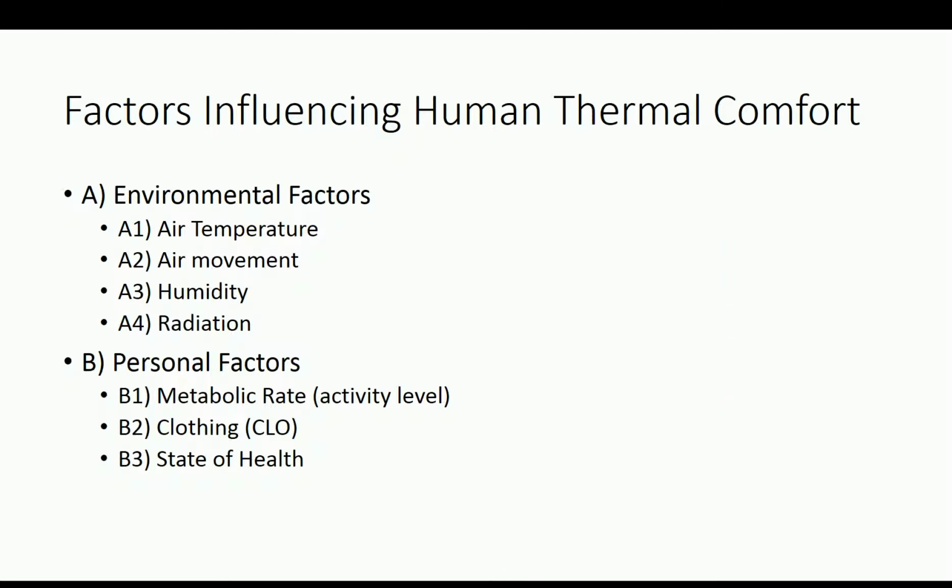And then we get on into some of the factors that are in those models that are going to impact human thermal comfort. So environmental factors are going to include the air temperature, air movement, humidity, and radiation. That's the stuff outside of us, right? The stuff in our environment. So think of it as things coming towards or away from us.